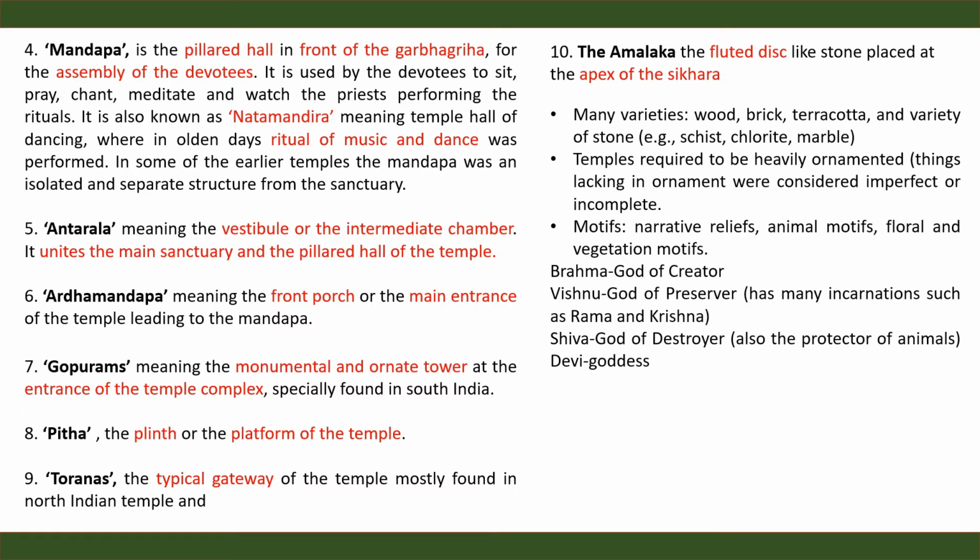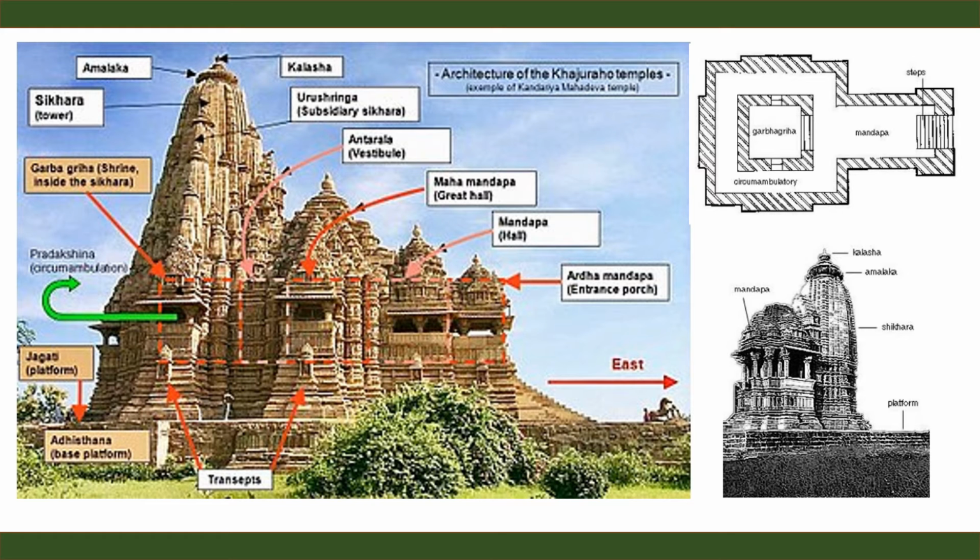Apart from all these elements that we have discussed here, there are other kinds of motifs, sculptures and other decorations inside the temple in ceilings and walls and columns. And the deity is mostly dedicated to the Trimurtis, that is Brahma, Vishnu or Shiva. Here the figure shows the various elements of Hindu temple architecture.